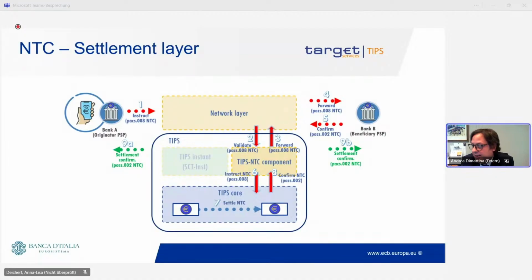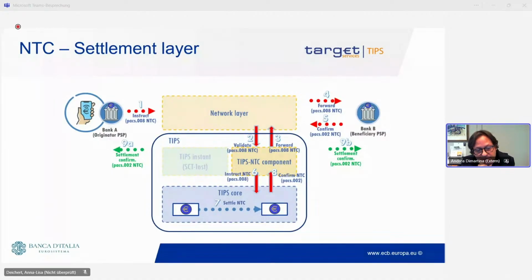This will be very fast, so we will move the funds on the 2 accounts, we will confirm back the successful settlement, and then we will inform the 2 stakeholders that payment has been settled. So this is the way we shielded the resources of the core, because the settlement at step 6, 7, and 8 will take no more than a normal SEPA credit transfer instant.